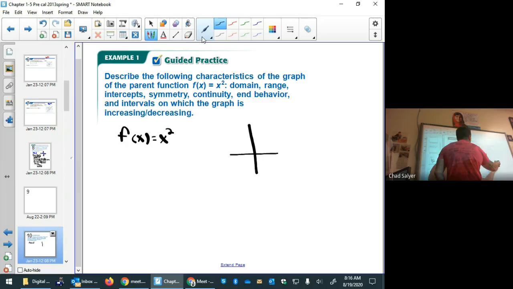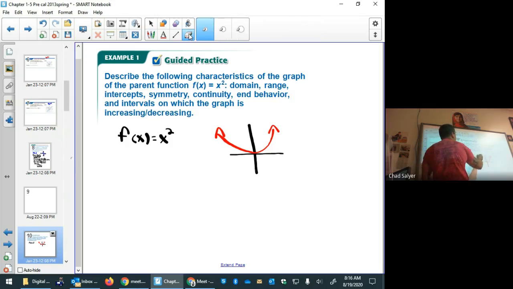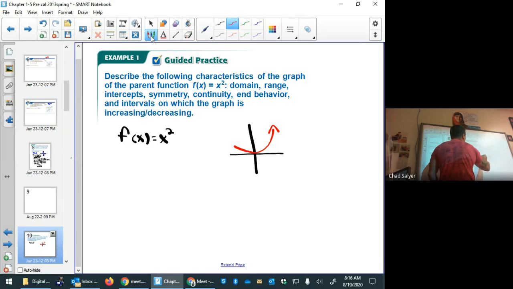The graph, remember, it's this bowl shape. Kind of got a little wonky over here. Let me see if I can salvage that. There we go, a little bit. So the bowl shape looks something like that. It does include the origin here.